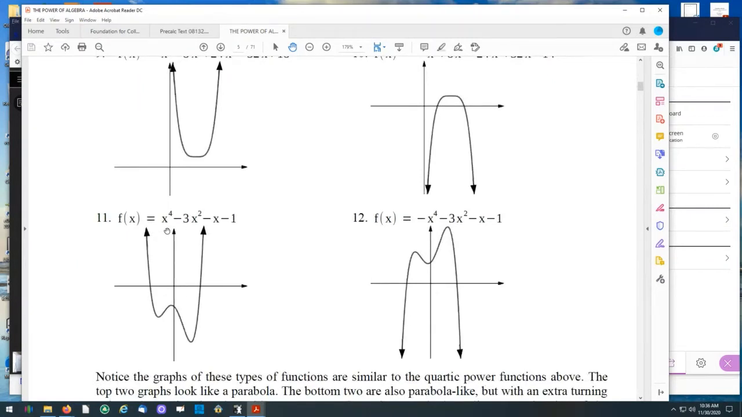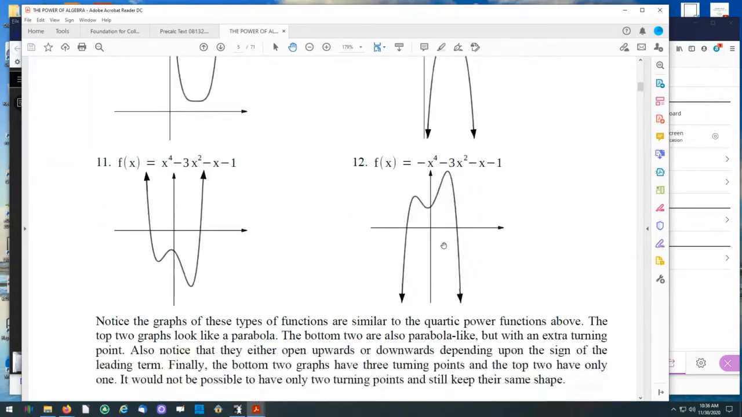I still have an x to the fourth, but now I have 1, 2, 3 turning points. If the leading term is positive, my end behavior goes to plus infinity. If it's negative, my end behavior goes to negative infinity. And how many turning points does this have? 1, 2, 3 turning points.